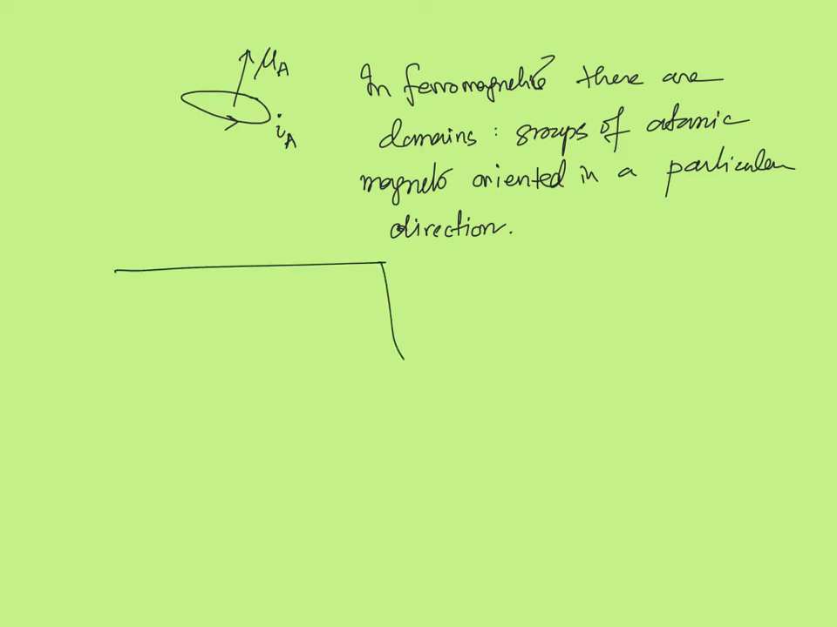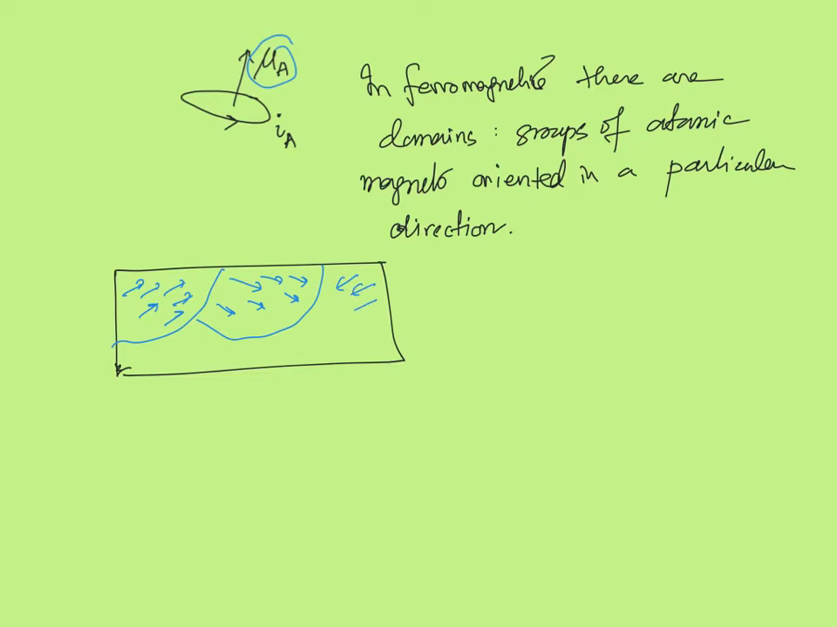Such that here there is a certain magnetic moment, and these arrows corresponding to this mu a are aligned in a certain direction. This is the domain, and a certain group is aligned in this direction, another group aligned in this direction, and maybe aligned in this direction, and so on. These are the domains. Now what happens?